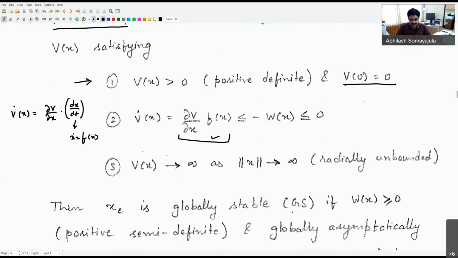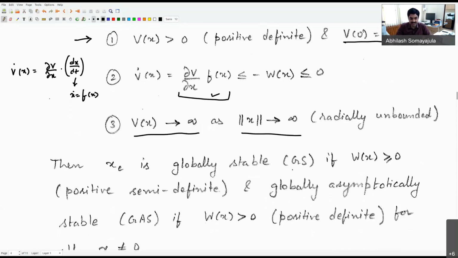Now, as x tends to infinity, we want to formulate this function such that V must tend to infinity, which means that the function should be radially unbounded. Okay. If we can find such a function which is satisfying these three properties, so we are defining this function. The user has the choice, so you have the choice of finding whatever we want to choose. But as long as it satisfies these three conditions, then the equilibrium point xe is globally stable if W of x is greater than 0.